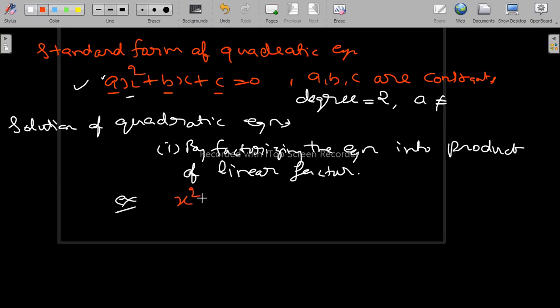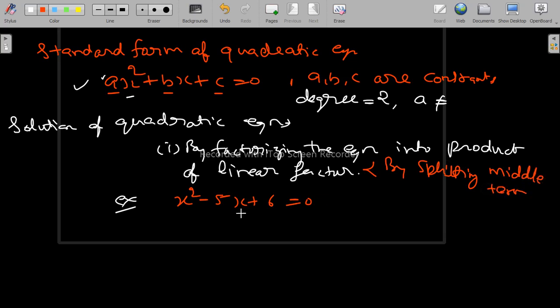Suppose I have taken x square minus 5x plus 6. This method is also called the splitting the middle term method. Using this method to factorize, we can write x square and minus 5x as minus 3x minus 2x. There is one more condition: here the coefficient of x square is 1, so when we multiply 1 into 6, the product is 6, which is positive. Now we look for two integers whose sum is 5 and product is 6. We know those integers are 3 and 2, so we split the middle term, plus 6 equal to 0.